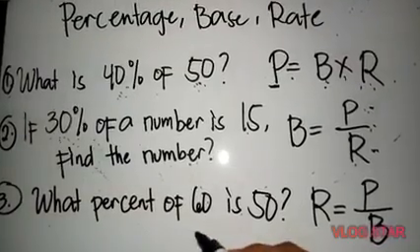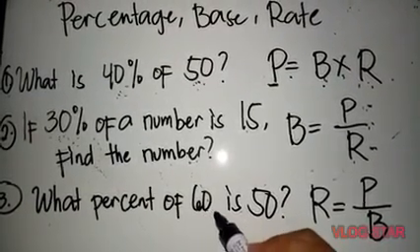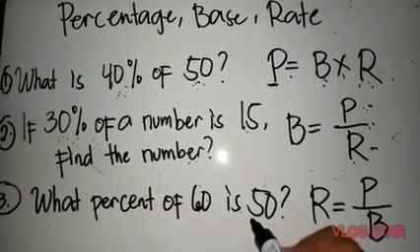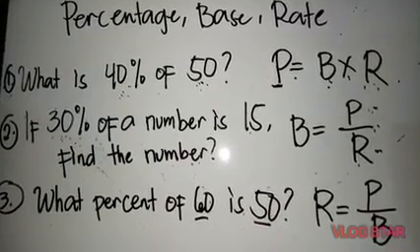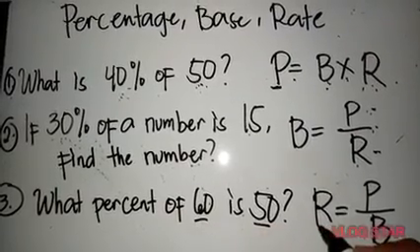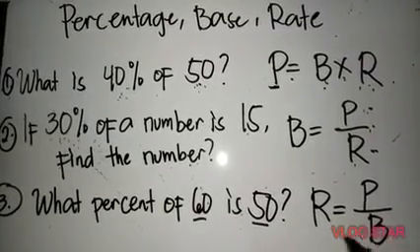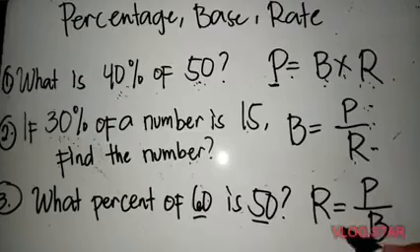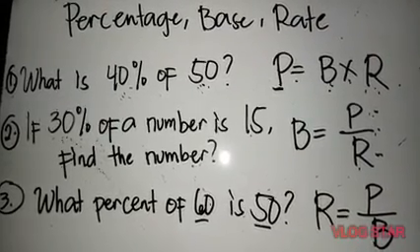Next, what percent of 60 is 50? So in this given question, the givens are the percentage, which is 50, and the base is 60. We are looking for the rate of 50 in 60. So rate is equal to P over B. So your answer here must be R and percentage.